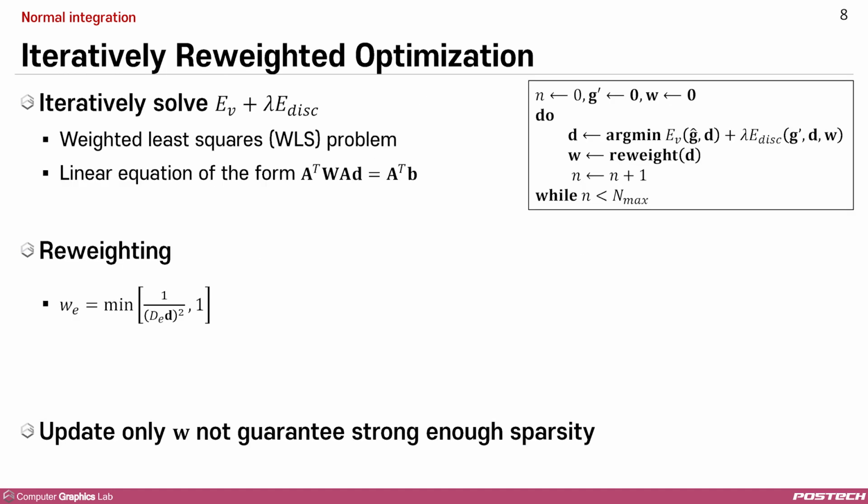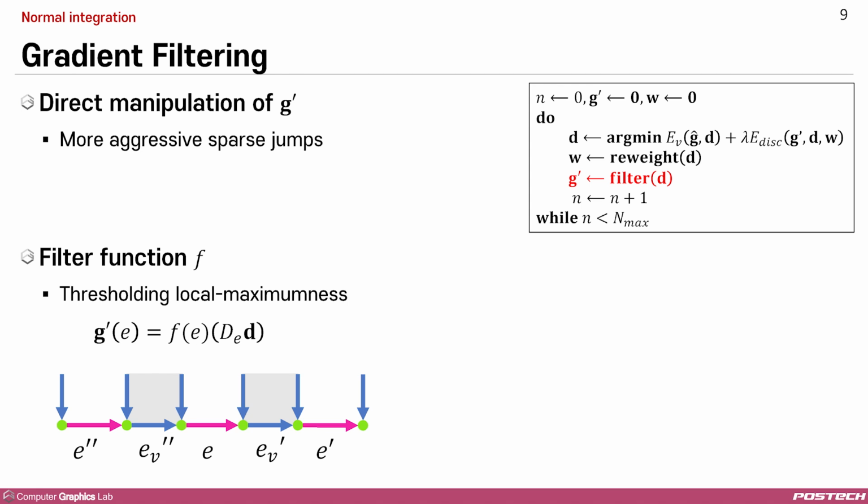Optimization proceeds iteratively. In each iteration, we solve a weighted least squares problem and update the weights. However, IRLS alone does not guarantee a global solution for L0. So we incorporated additional strategies. One such strategy involves directly manipulating G'. After computing the depth solution at each iteration, we calculate intermediate G' values and allow them to persist in subsequent iterations. We update these values only if they are larger than their neighboring values.